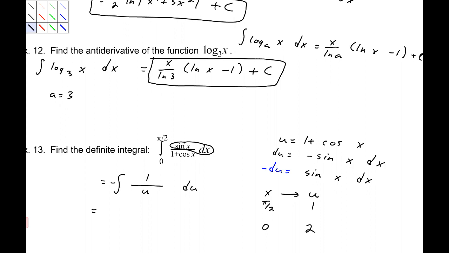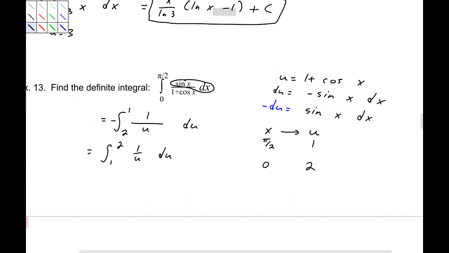So this changes the limits of integration to 0 to 2, I guess I didn't need to do that. So from 2 to 1. All right. Now I'm going to change this to from 1 to 2 of 1 over u du. So this would equal the natural log of the absolute value of u. I'm going to go ahead and replace this as 1 plus cosine x. Okay, and we're evaluating this from 1 to 2.